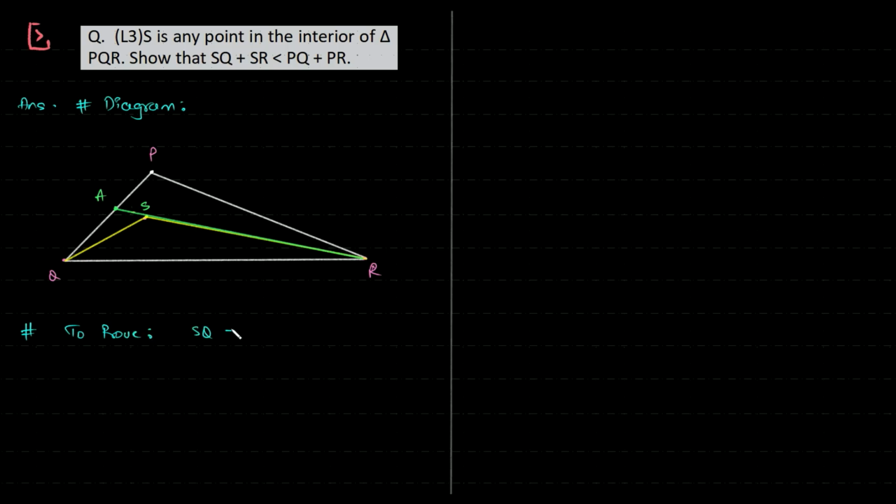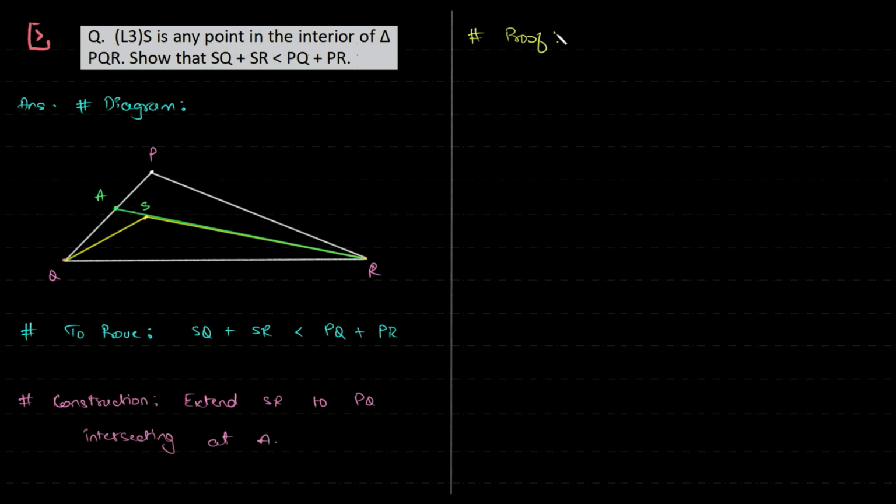So let's begin with the construction, or rather, to prove: SQ plus SR less than PQ plus PR. Now we're looking at the construction. Extend SR to PQ, intersecting at A. Okay, so we're calling that point A. Now on to the proof.